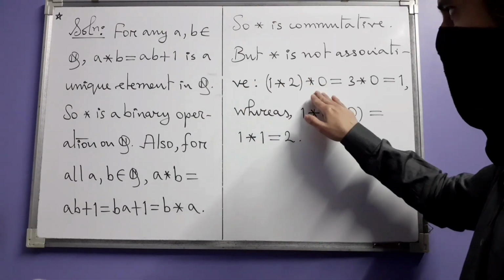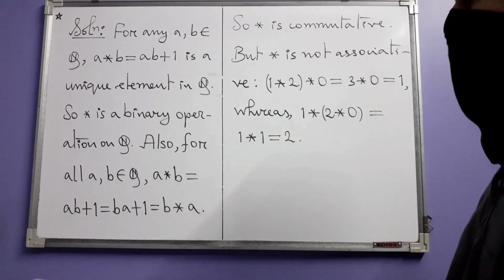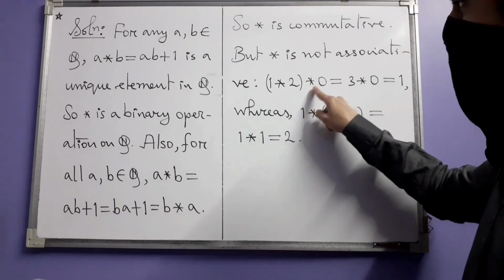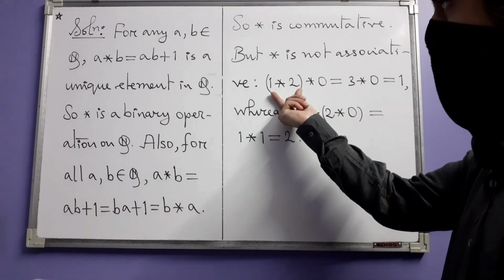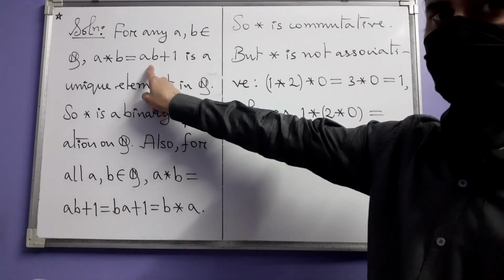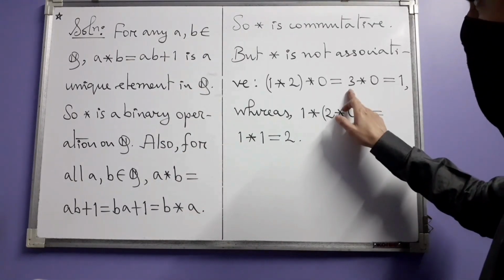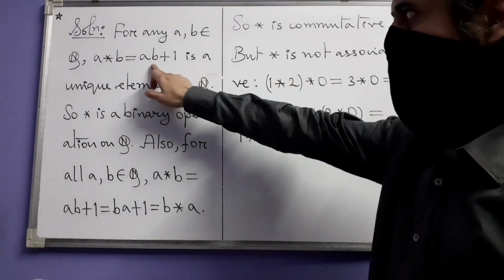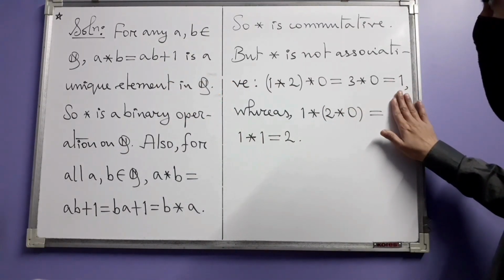Are these rational numbers? Yes. They are integers, so also they are rational numbers. Okay. Now let's see this one. 1 star 2 star 0. So we have to calculate 1 star 2 first. What is that by the definition? 1 times 2 plus 1. That means 2 plus 1 or 3. And then we calculate 3 star 0. That means 3 times 0 plus 1, which is 0 plus 1 or 1.